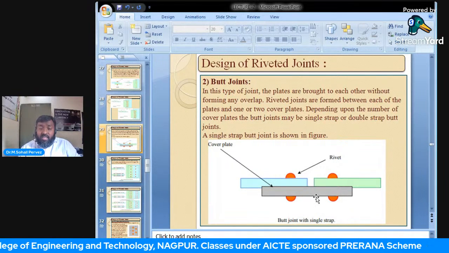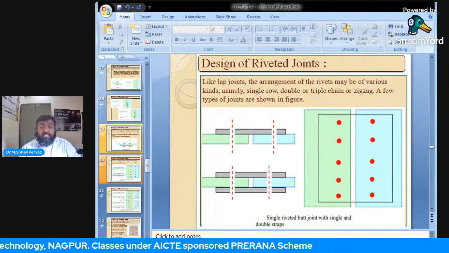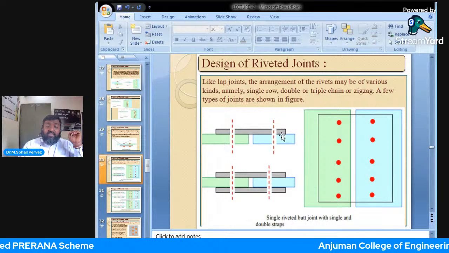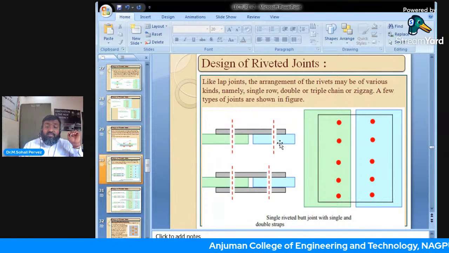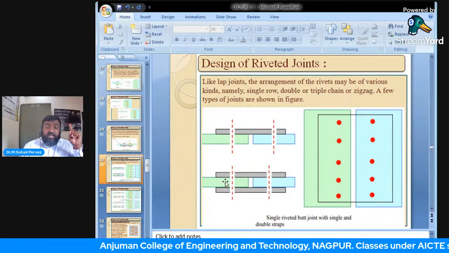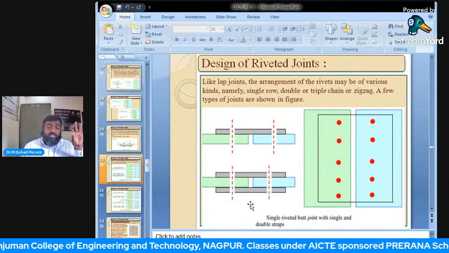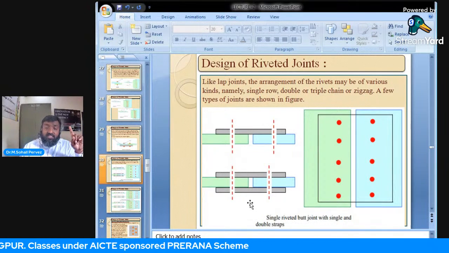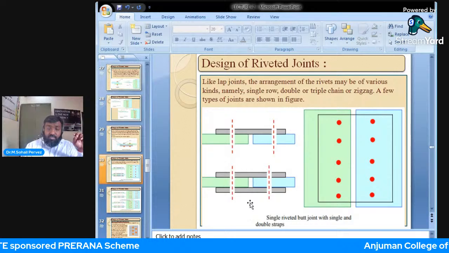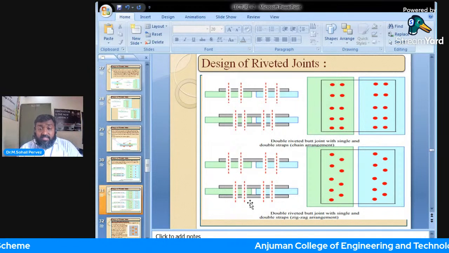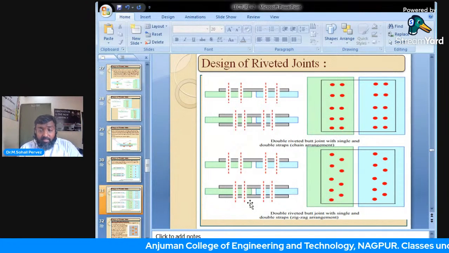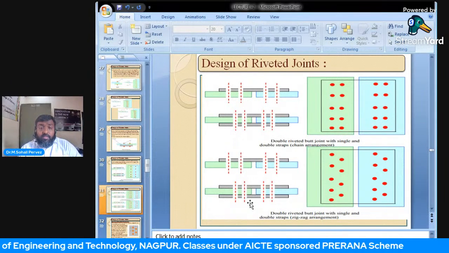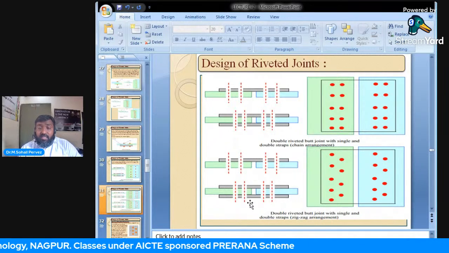Here it is using a single strap. The next, single riveted butt joint with single strap, and single riveted butt joint with two strap plates, two cover plates. Strap means cover plates. Single riveted, single strap; single riveted, double strap. Now next, double riveted, single strap; double riveted, double strap. So these are the joints. I hope you are getting the classification.